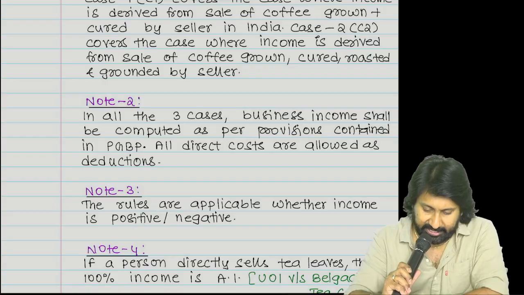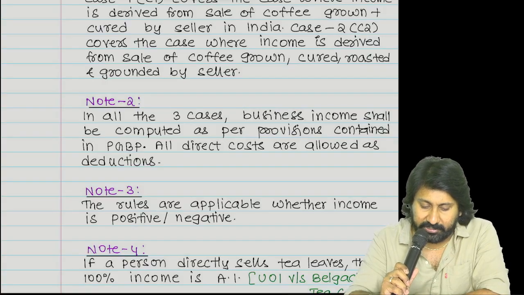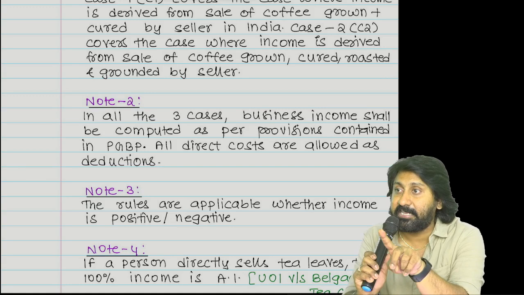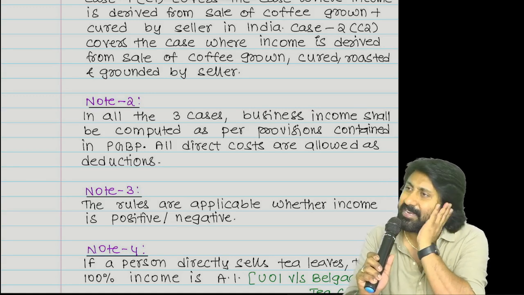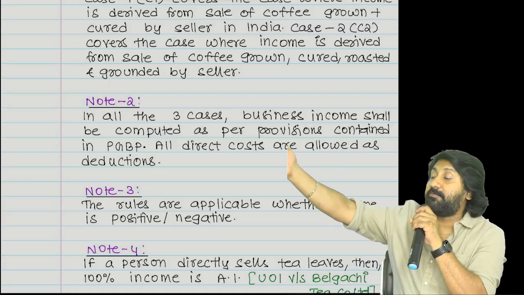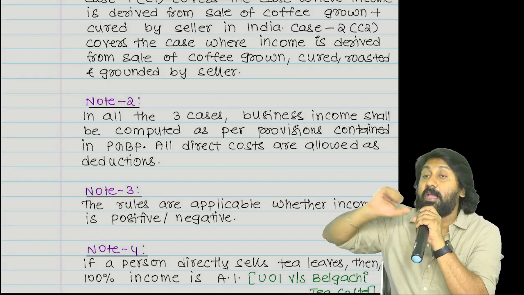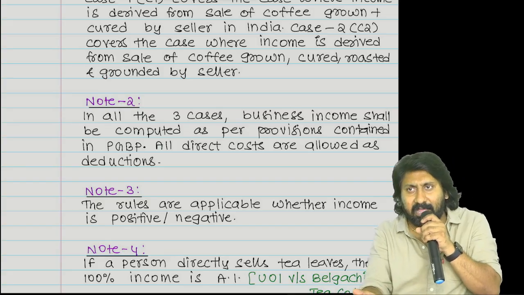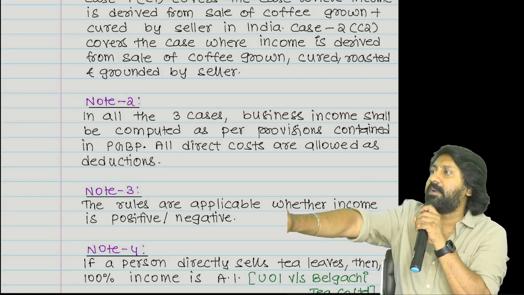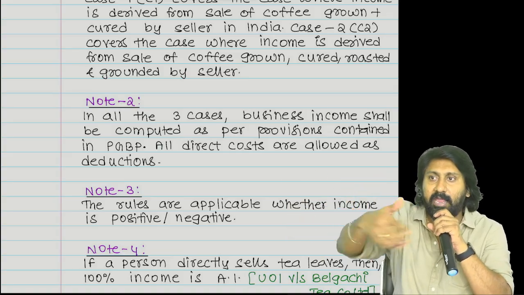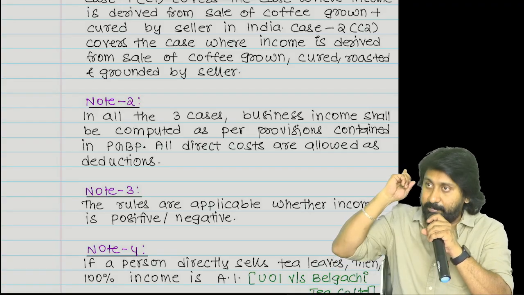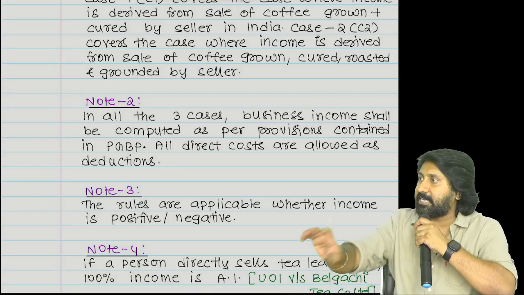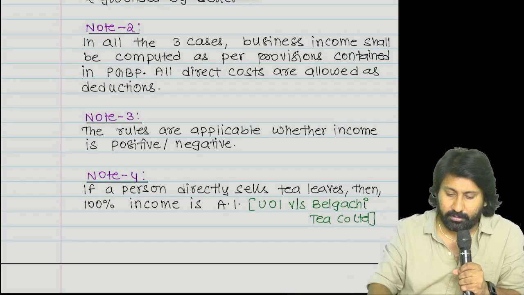Note 2. In all the 3 cases, business income shall be computed as per the provisions contained in PGBP. You said 40% in the first case, 35% in the second case, 25 or 40% in the third case. Whatever the case may be, how are you going to calculate? As per PGBP. There is a chapter called PGBP. As per that chapter, computation will be made. Don't ask how, because no one will know yet. I have to explain. We will learn that chapter, PGBP, when we come to it, after house property. Then I will discuss how the concepts work. Next.